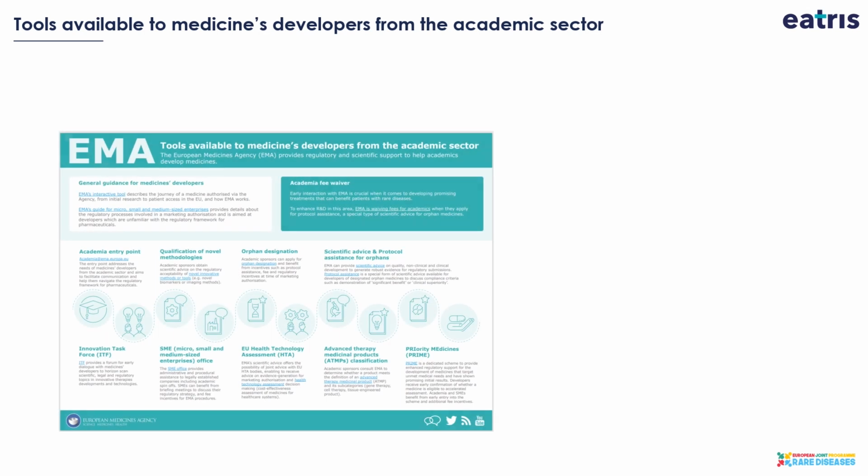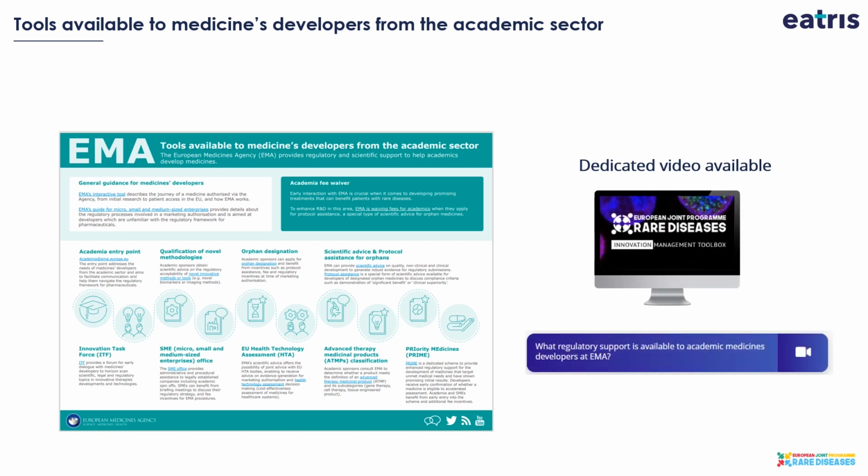Besides the orphan drug designation, EMA provides regulatory and scientific support to help academics develop medicines. A dedicated video is available on the Innovation Management Toolbox, summarizing tools and opportunities to interact with EMA throughout the different development phases of a product. This includes the Innovation Task Force, qualification of novel methodologies and ATMPs, support to SMEs, as well as providing scientific advice for priority medicines.